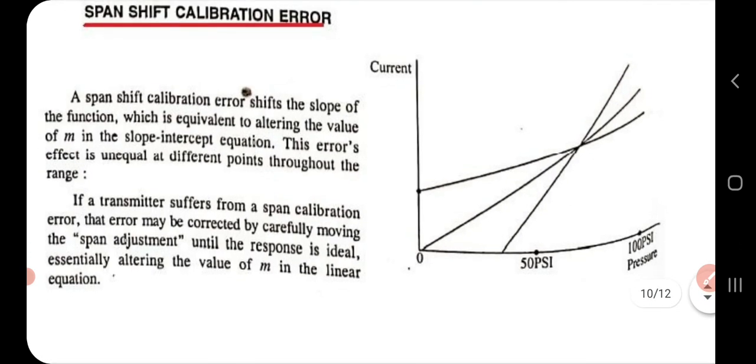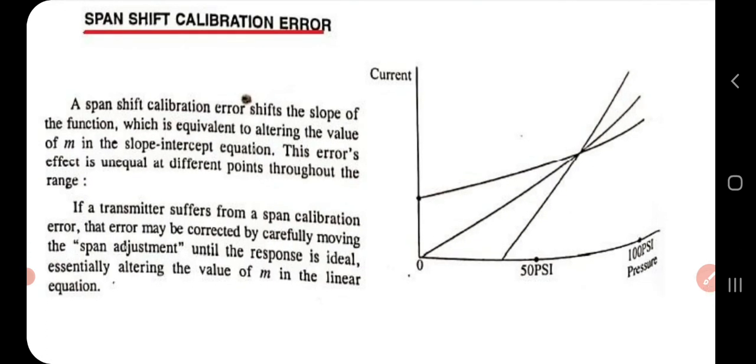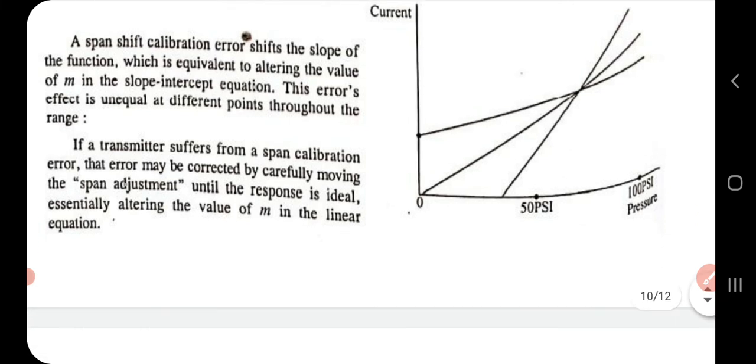Next is span shift calibration error. It shifts the slope of the function, which is equivalent to altering the value of m, because m stands for span adjustment in the slope intercept equation. This error's effect is unequal at different points throughout the range. Then you can write that paragraph and draw this figure.